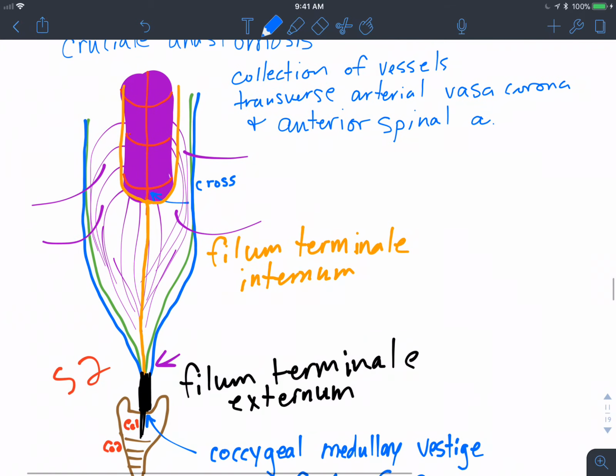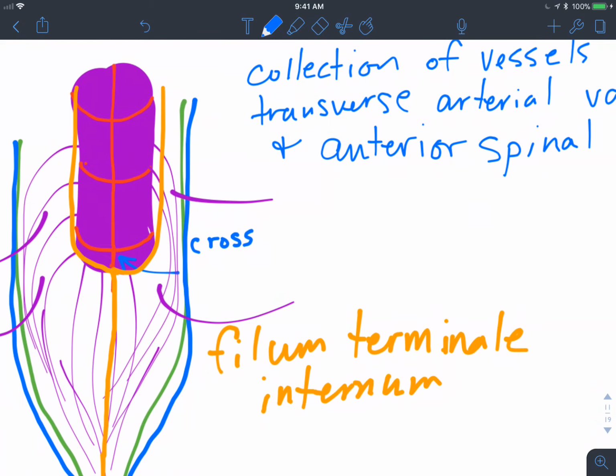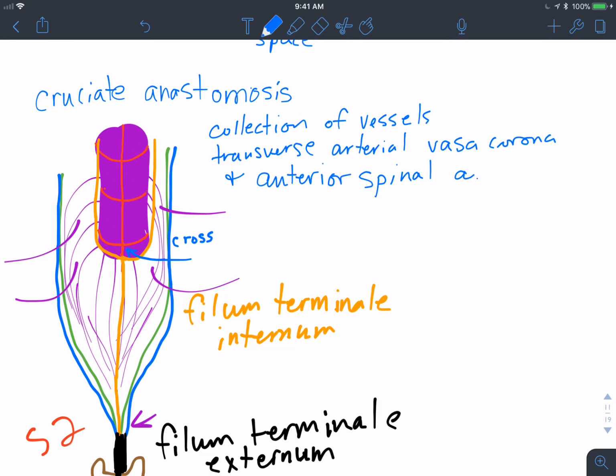Okay. The other thing I like to show on this is the cruciate anastomosis. So remember when we talked about our anterior spinal artery running all the way straight down in the front of the cord, right? And we had our communicating arteries running left to right, like I showed here in red, right? So when these come together, we have a cross, or a cruciate, right? So this very last cross that I have drawn with the blue arrow down here, okay, that's going to be our cruciate anastomosis. So just like I have written, it's a collection of vessels with the transverse arterial vasa corona and the anterior spinal arteries coming together. Okay, so that very last cross, cruciate anastomosis.